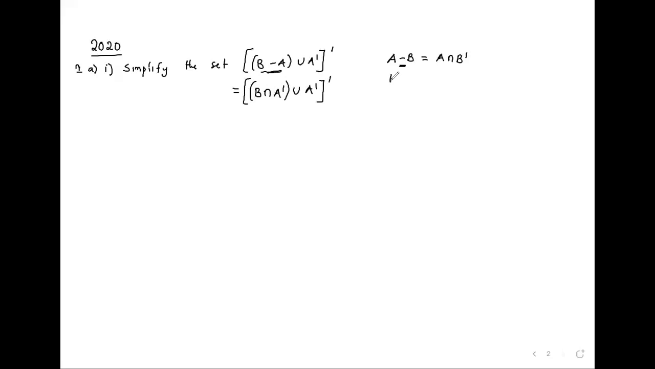Now, De Morgan's laws, we have two of them. We have the union one. If you have A union B complement, it is the same as A complement intersection B complement.